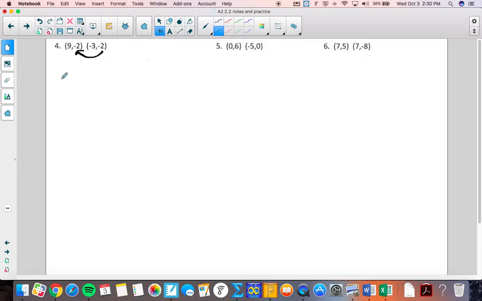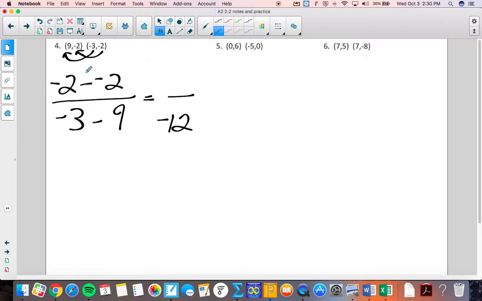So here we have negative 2 minus negative 2 divided by negative 3 minus 9. So on the bottom, we get negative 12. On the top, we get negative 2 plus 2, which is 0. So we are going up 0, and to the left 12, because my run is negative, so I'm going to the left. Anyway, this is a horizontal line. The slope is 0.